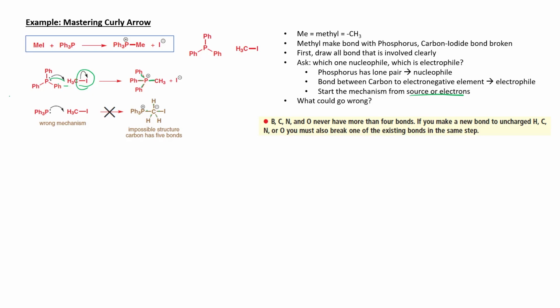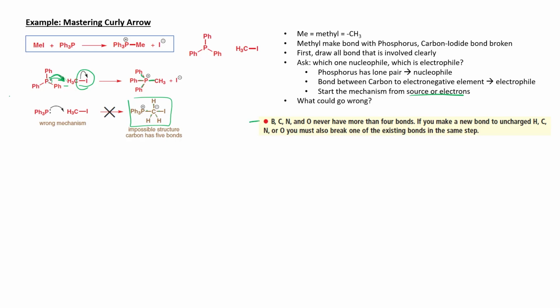In this case, when you attack with the lone pair to the electrophile here, another bond on the methyl iodide must be broken. If not, you will end up with this. This is an impossible structure because carbon has 5 bonds. We know carbon only has a maximum of 4 bonds, to fulfill the octet. So that's the reason when you do the mechanism, you need to think not only one step. Sometimes you need to know that one step of pushing the arrow from one side to another, does it cause another bond to break or not?